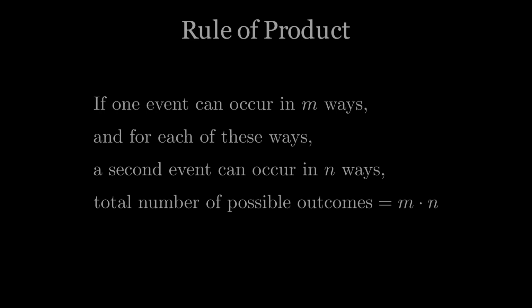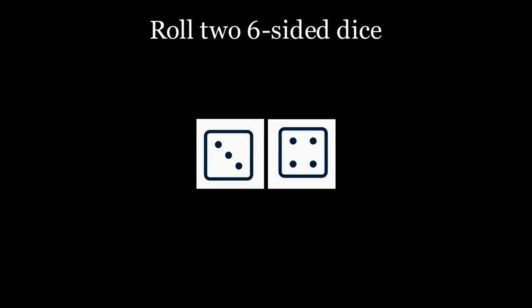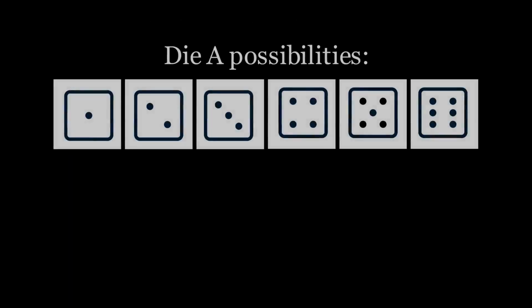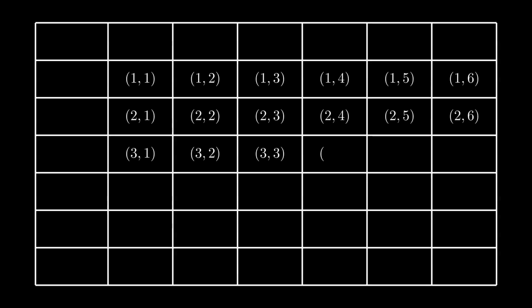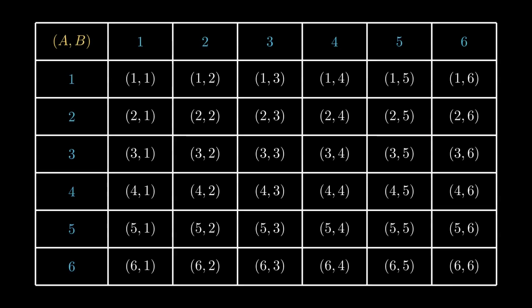To illustrate this principle, suppose we roll two six-sided dice. What is the total number of ways the dice can land? Let's name the two dice A and B. Die A has 6 possible outcomes. For every single one of these outcomes, die B also has 6 possible outcomes. If you laid these out in a table, you'd have 6 rows and 6 columns, giving you exactly 6 times 6 equals 36 unique outcomes.